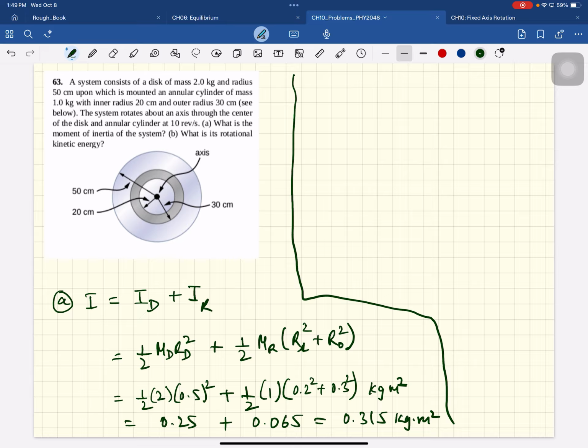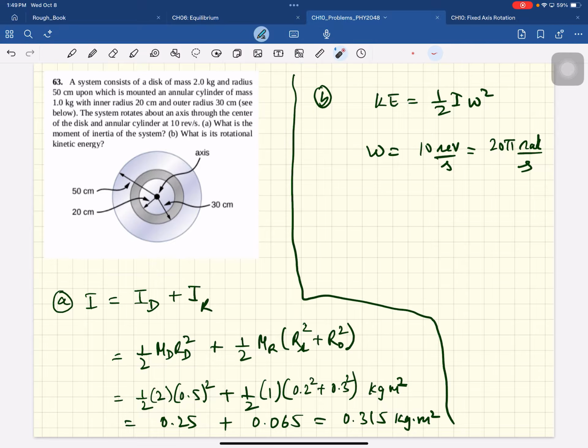And then kinetic energy is 1/2 I omega squared. Omega is 10 revolutions per second. Each revolution is 2 pi radians, so 20 pi radians per second. Okay? And you can substitute that in there. So there's I and there's omega.